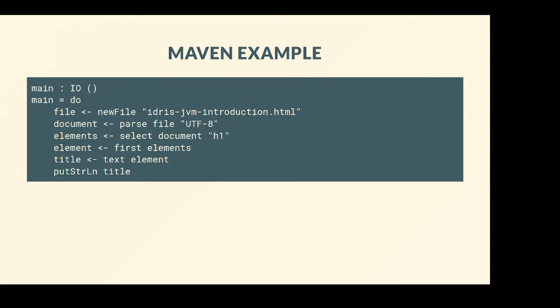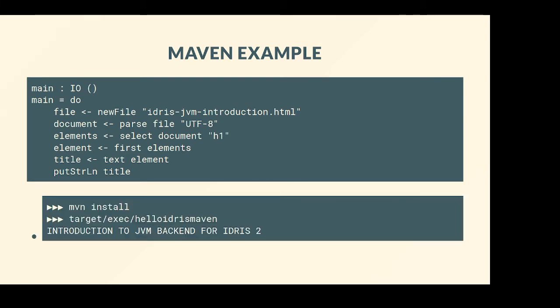So here is a simple program. I'll show how this looks. This is using a library called JSoup, which is an HTML parser. We can basically scrape HTML from websites or even HTML files, as we see here. So let me show how this works.